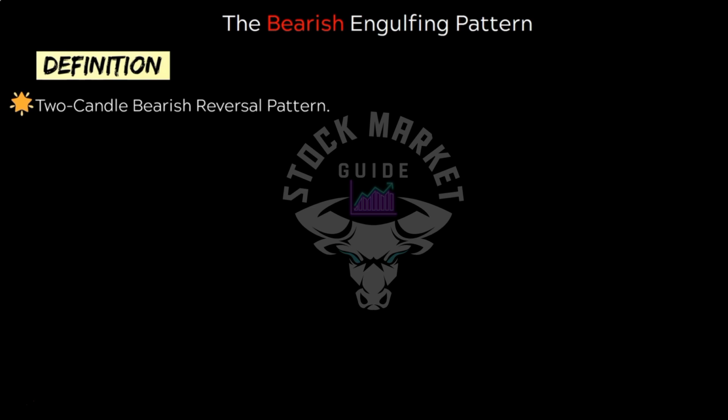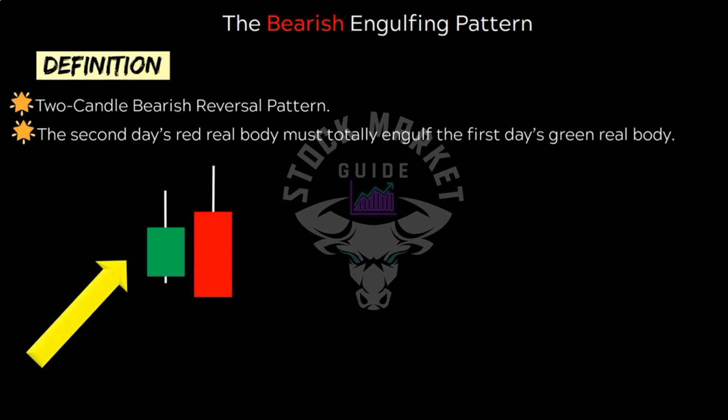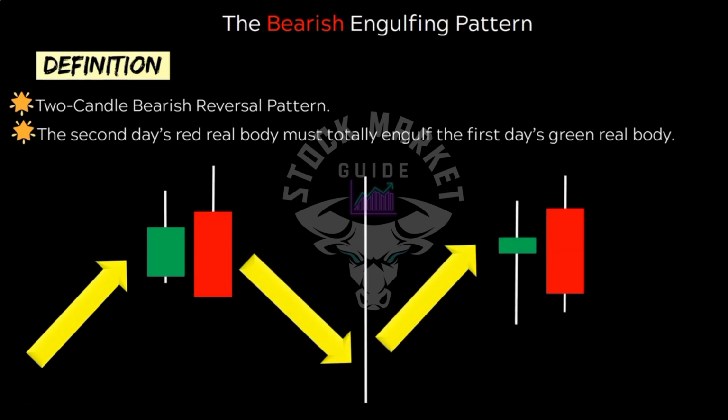Friends, the bearish engulfing is a 2-day bearish reversal pattern. So there must be a preceding uptrend before the formation of this pattern. You can easily identify it with two opposite colored real bodies. In case of bearish engulfing, the second day's red real body must totally engulf the first day's green real body. That is, the red candle opens higher and closes lower than the green candle. Please note the wicks are not important here, but shorter the better.